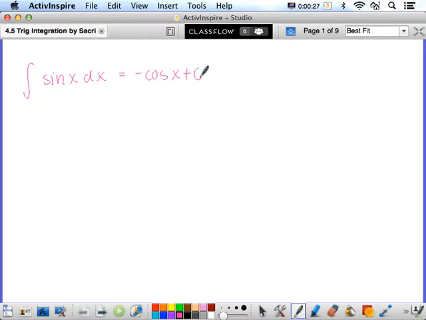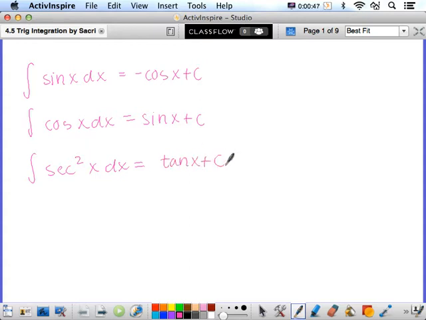What's the integral of cosine? Sine. So we have sine x plus c. What is the integral of secant squared? Plain tangent, right? Notice that in all of these, what's the angle? Just x. Notice that the angle does not have a derivative other than 1.